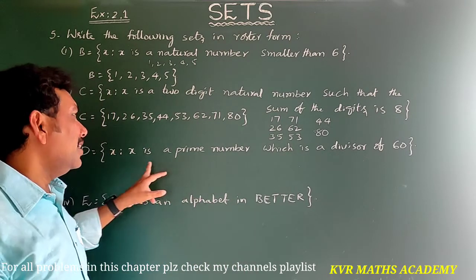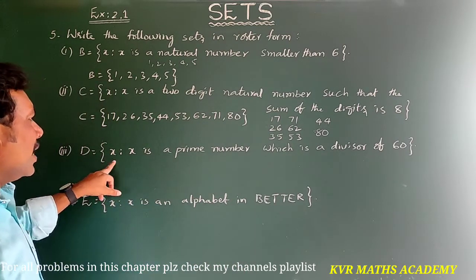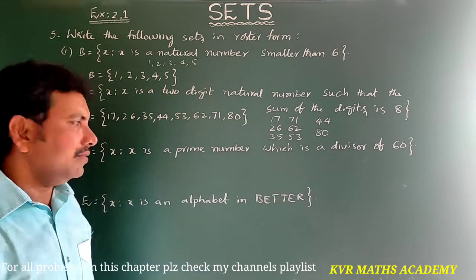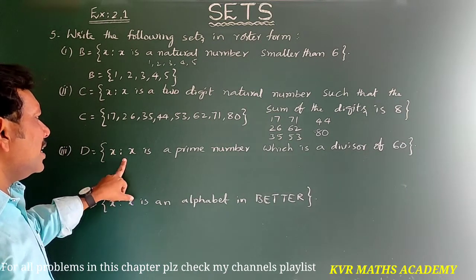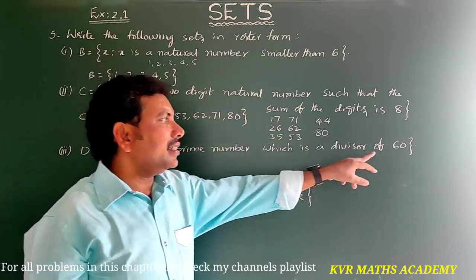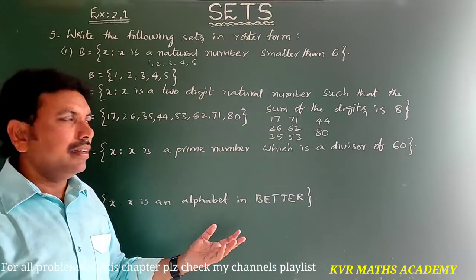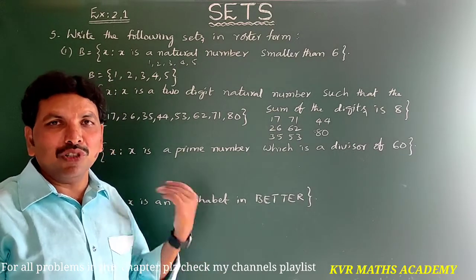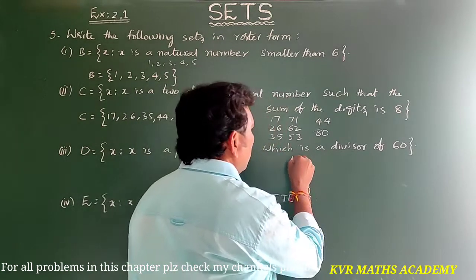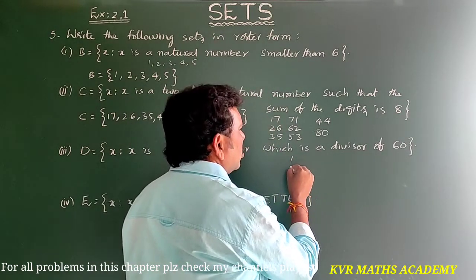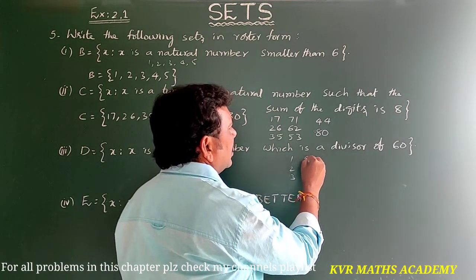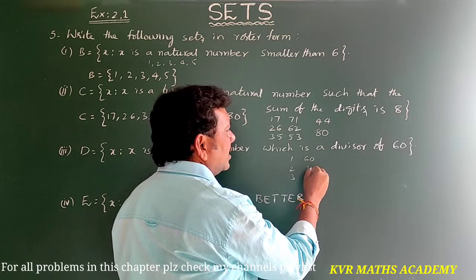Understood clearly? Yes. Next one. D is equal to {x : x is a prime number which is a divisor of 60}. So from the divisors of 60, what are the prime numbers? From the divisors of 60, we should take prime numbers, right? So what are the divisors of 60? Write down: 1, yes, 2 is a divisor, 3 is also a divisor, 4 15s are 60. So 1 60 is 60, 2 30 is 60.